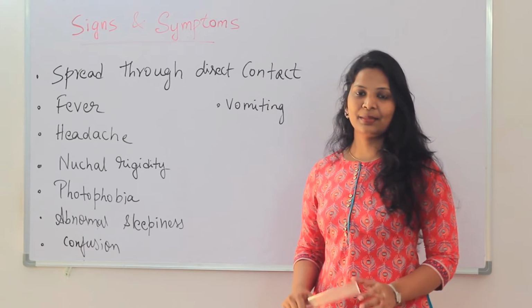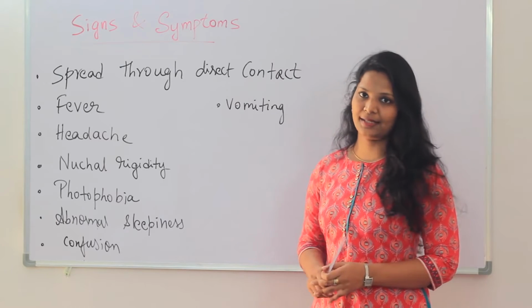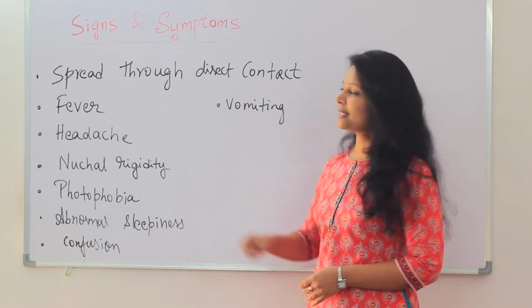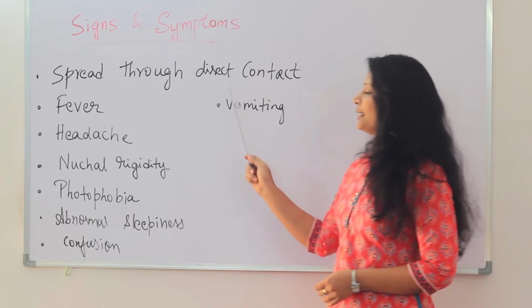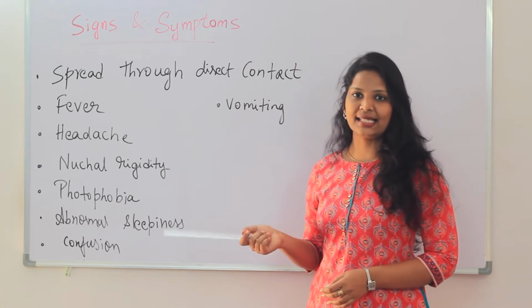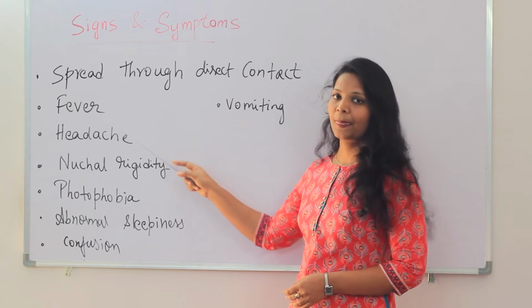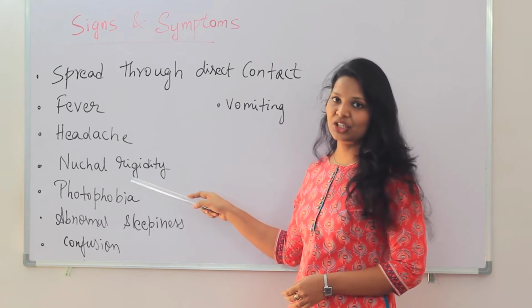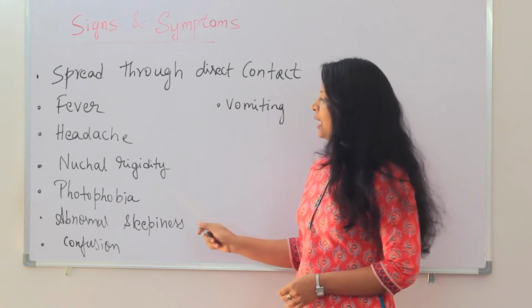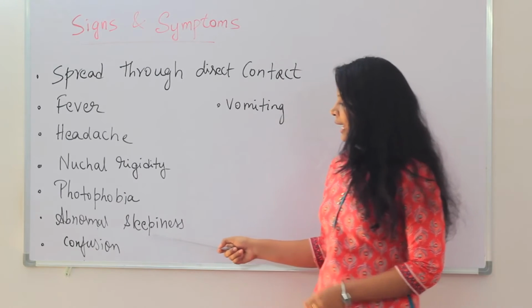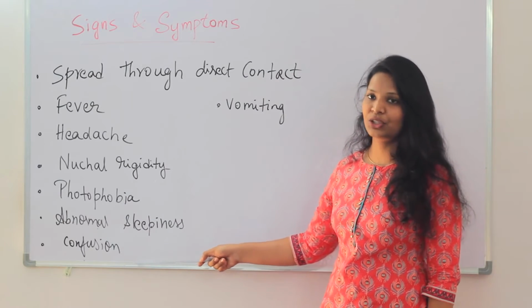So now let's discuss the signs and symptoms of meningitis. Meningitis can spread through direct contact like coughing, sneezing and kissing. The other signs and symptoms are fever, headache, nuchal rigidity, that is stiffening of the neck, photophobia, abnormal sleepiness, confusion and vomiting.